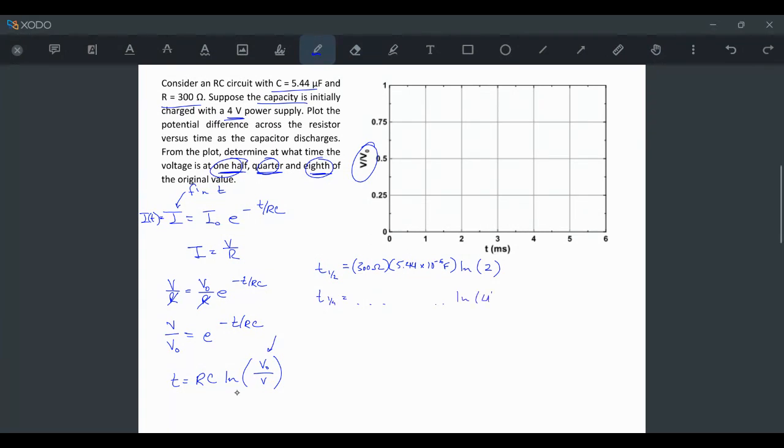We can figure out the other terms too. I'm not going to write all of this, but it would look like ln 4, and ln 8. This ln 4 can be written as 2 ln 2, and ln 8 can be 3 ln 2, that kind of thing. So what we get for answers is 1.13, if I remember correctly, 2.26, and 3.39.